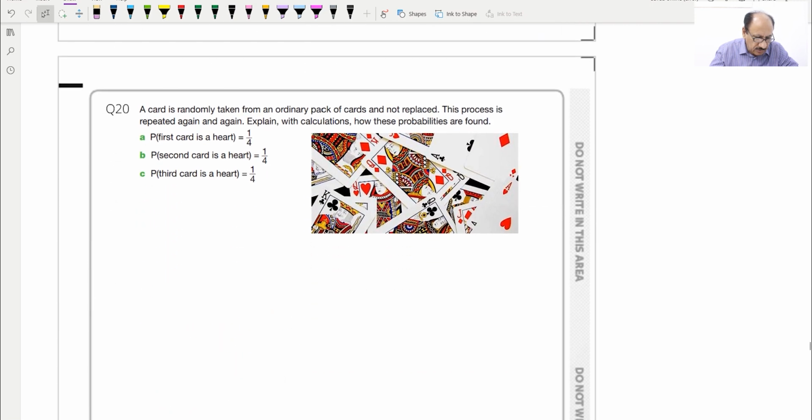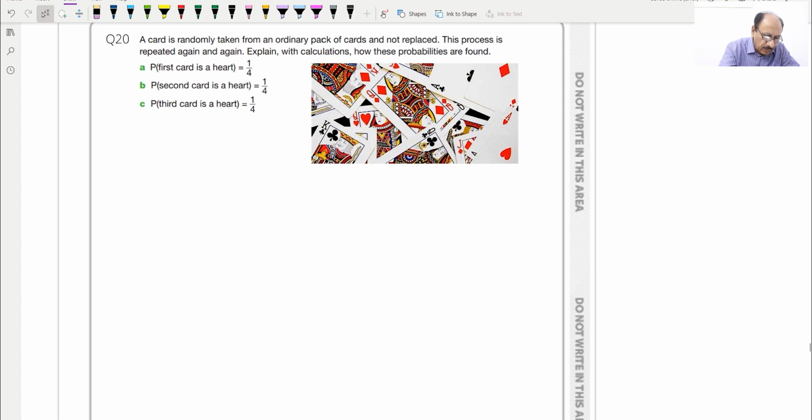Now this is question number 20, which is a little complicated. Question 20 says a card is randomly taken from an ordinary pack of cards and not replaced. This one is important. So this process is repeated again and again. Explain with calculations how these probabilities are found.